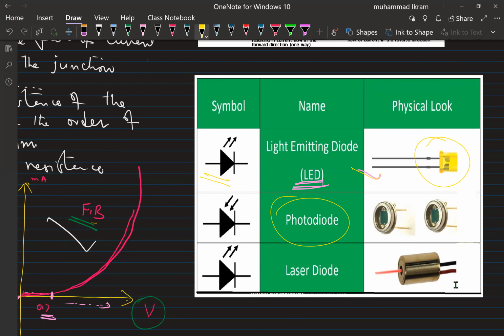A photodiode is a diode which conducts when light falls on it, as you see here. Usually the LED is used in the remote control, while the photodiode is used in the television to receive signals from the remote control. And we have the laser diode also, as you see here. So there are various types of diodes, and they have various applications.